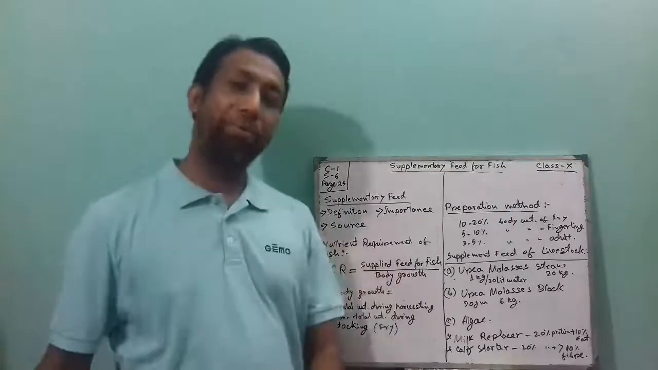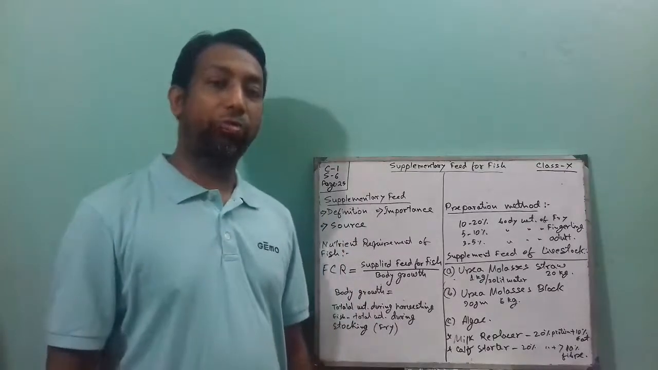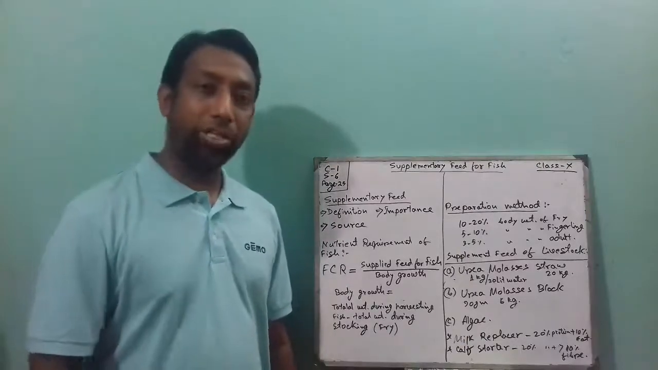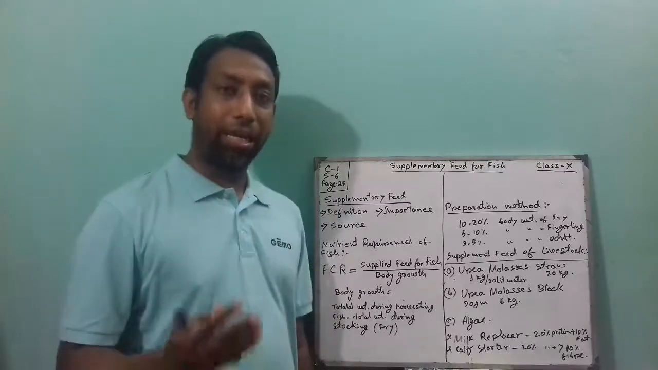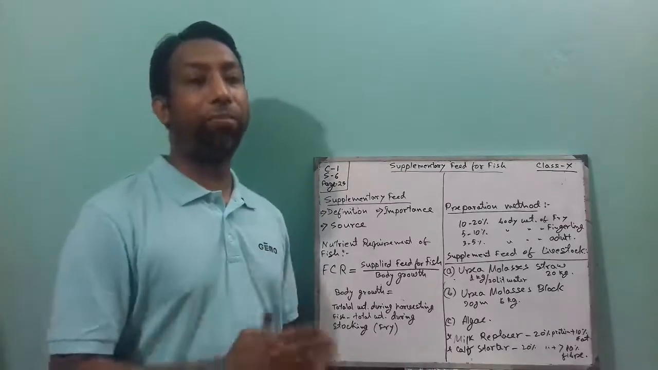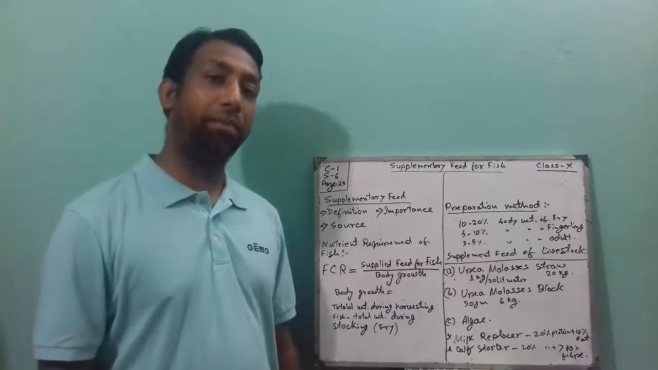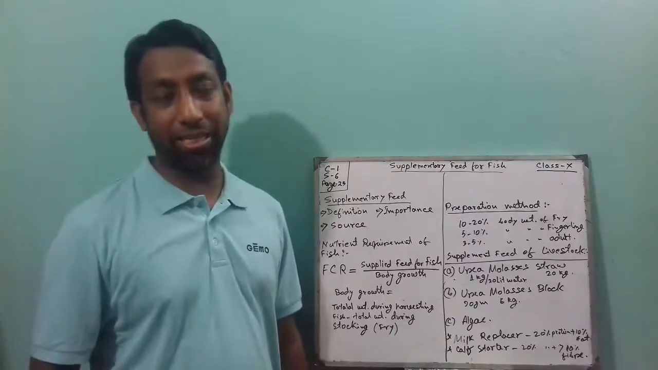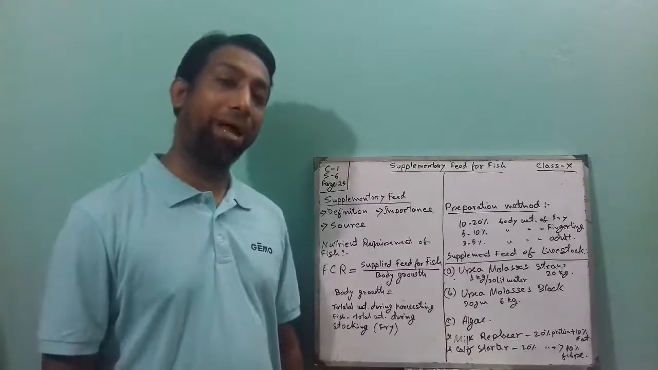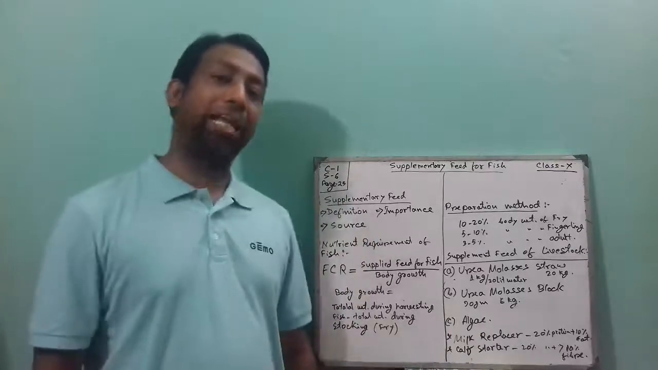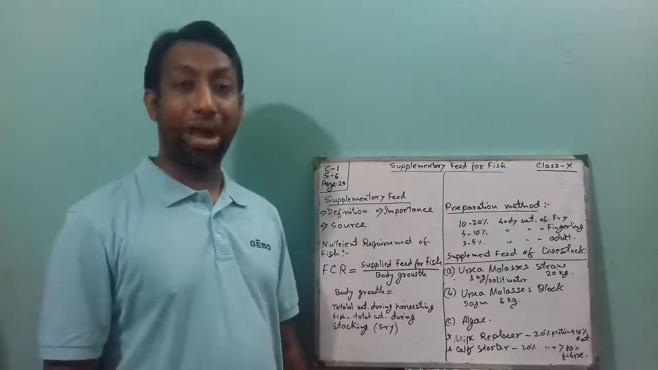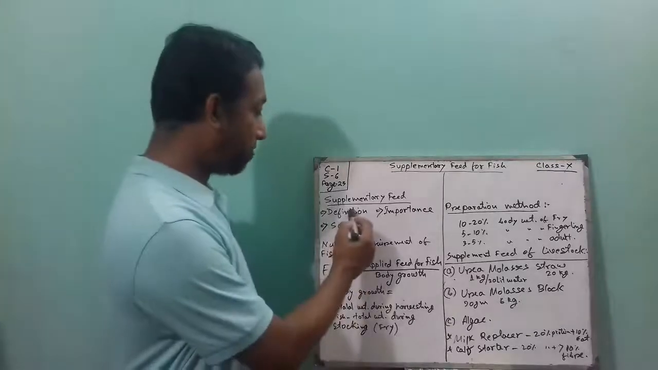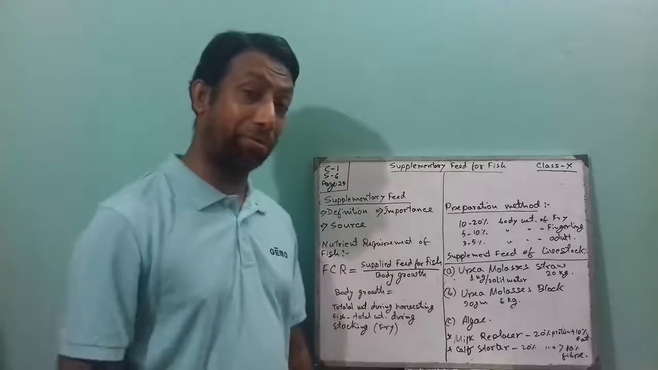The source of supplementary feed is of two types: one is plant origin and the other is animal origin. Plant origin means it comes from plants, and animal origin means it comes from animals. Examples of plant origin are different types of leaves, water hyacinth, and khude hyacinth. That is called plant origin of supplementary feed. And animal sources are fish meal, dry fish meal, blood meal, etc. So we know about the definition of supplementary feed and the source of supplementary feed.